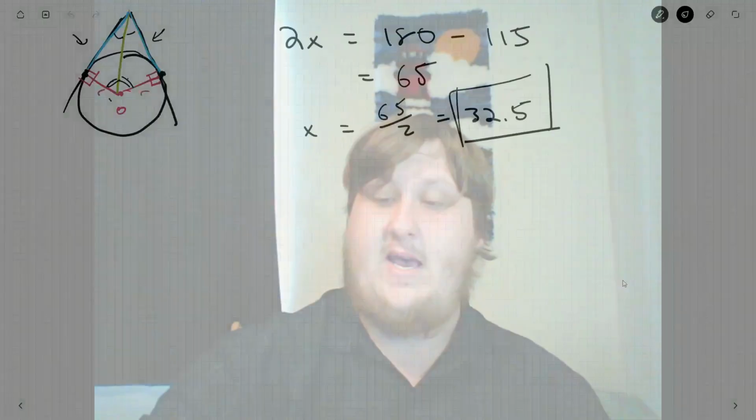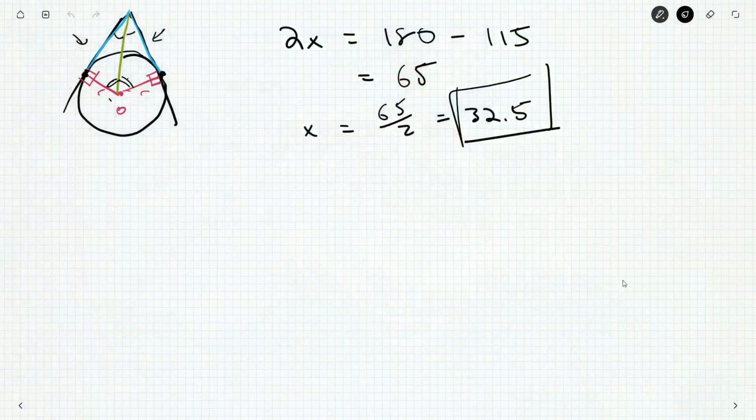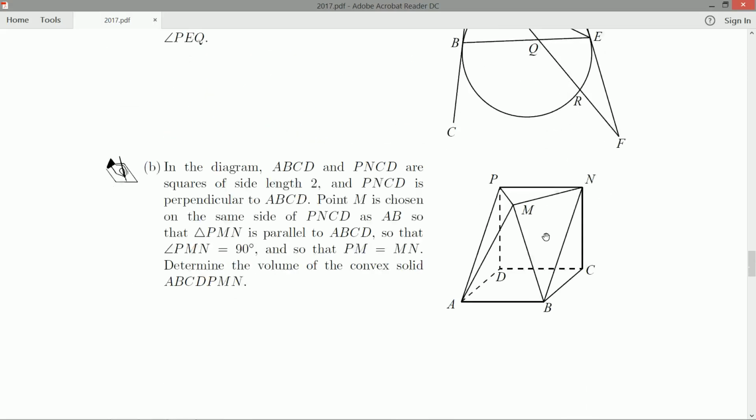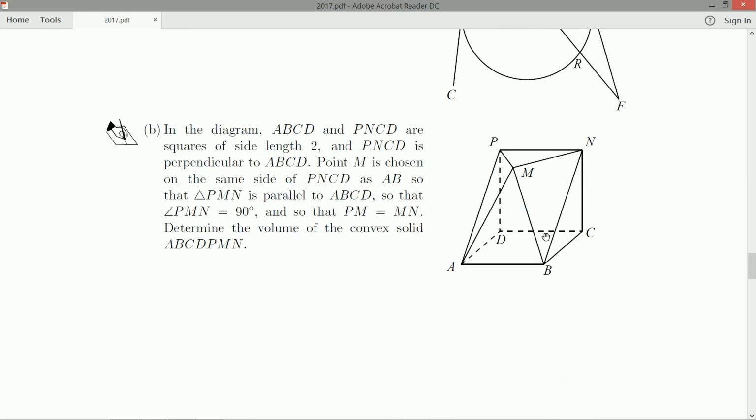On to 8B now, which, if I recall, is a 3D geometry problem. All right, in the diagram, ABCD and PNCD are squares of side length 2. Okay. And PNCD is perpendicular to ABCD. So it's sort of like two adjacent faces of a cube, almost.